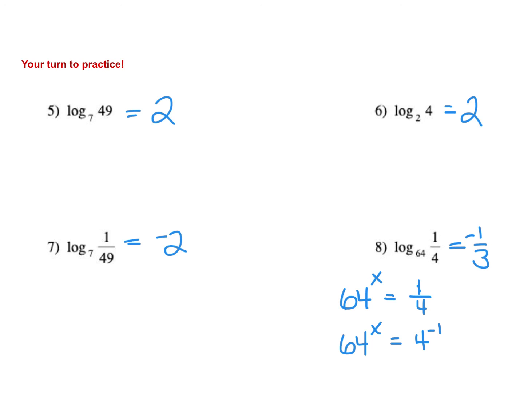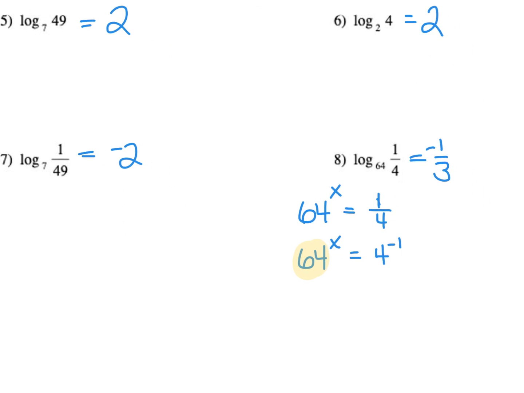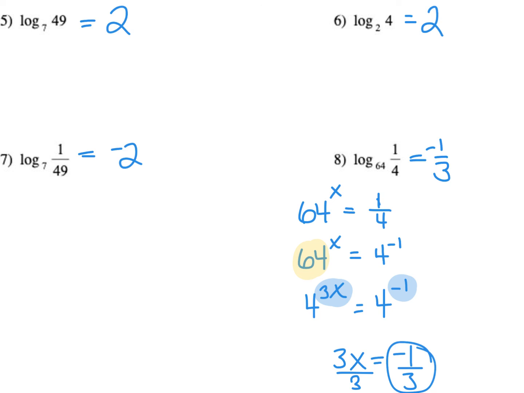So how can I rewrite 64 so that it has a base of 4? Well, I know that 64 is 4 to the 3rd power, right? So I'm going to replace 64 with 4 to the 3rd, and I still have this x, so it's really 4 to the 3 times x is equal to 4 to the negative 1st. So what's my conclusion? Well, I know then that 3x, this exponent, has to equal the negative exponent. So how do I get x by itself? Divide both sides by 3, so x is negative 1/3.